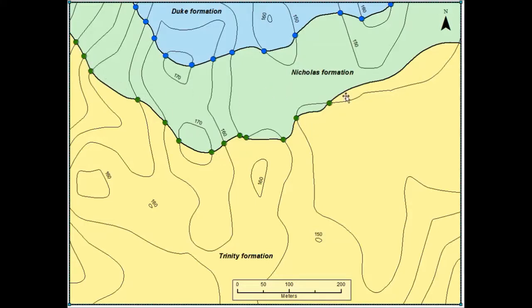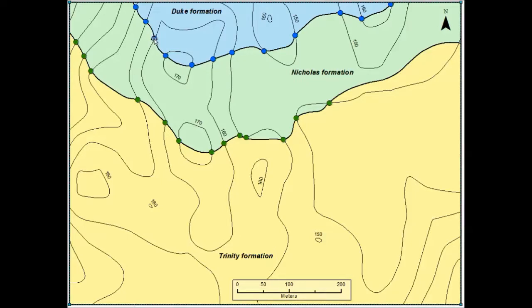You could, if you'd wanted to, equally have coloured all of these yellow for the Trinity Formation down here, and then all of these green for the Nicholas Formation. It doesn't matter which way around you do this, as long as you pick a style and stick to it within the map. So I couldn't make these ones blue and then these ones yellow, because that's not consistent. But I could do blue and green, or I could do yellow and green. Now, either of those would be absolutely fine.